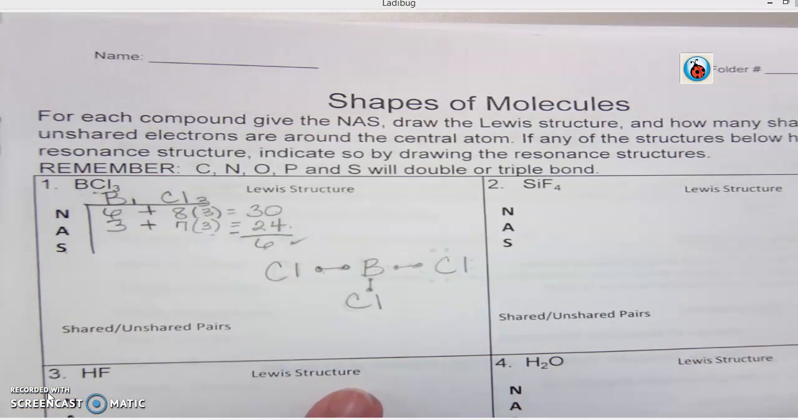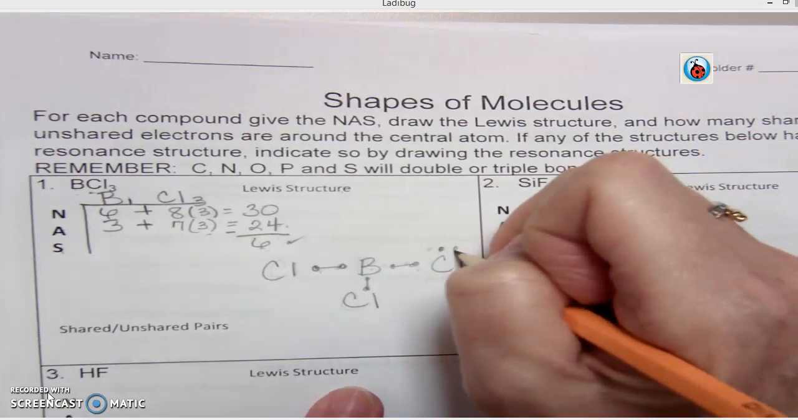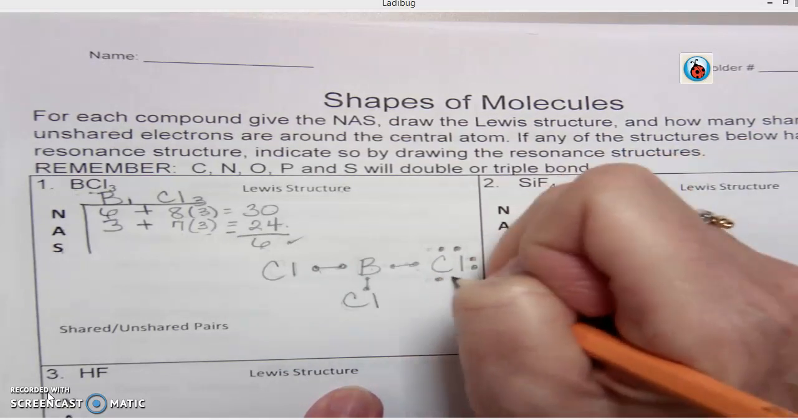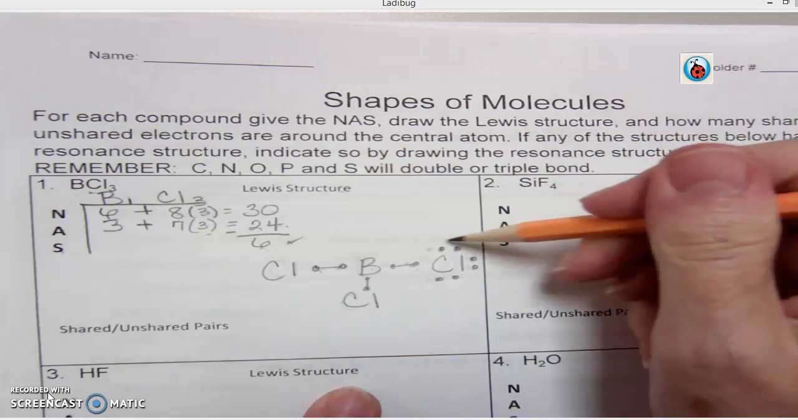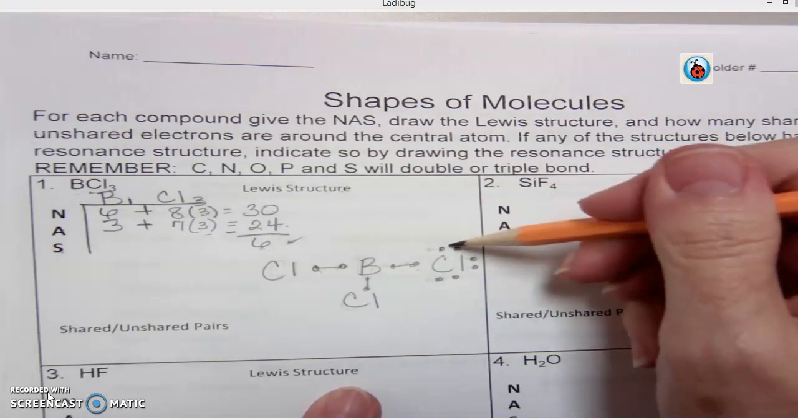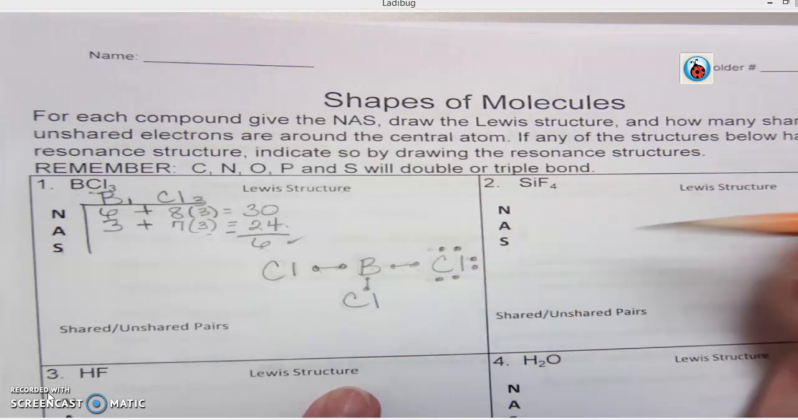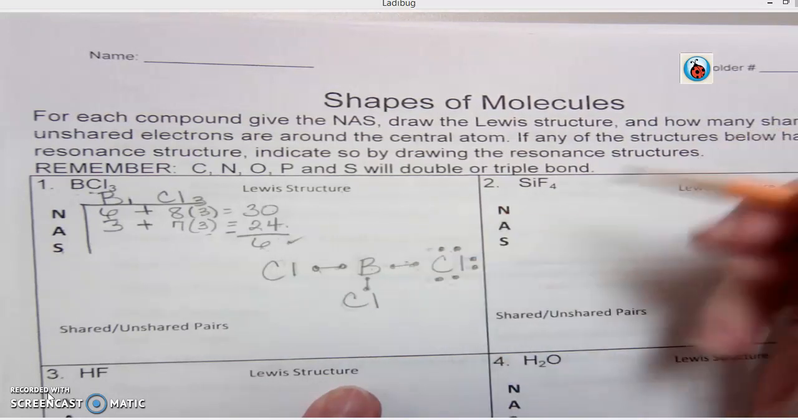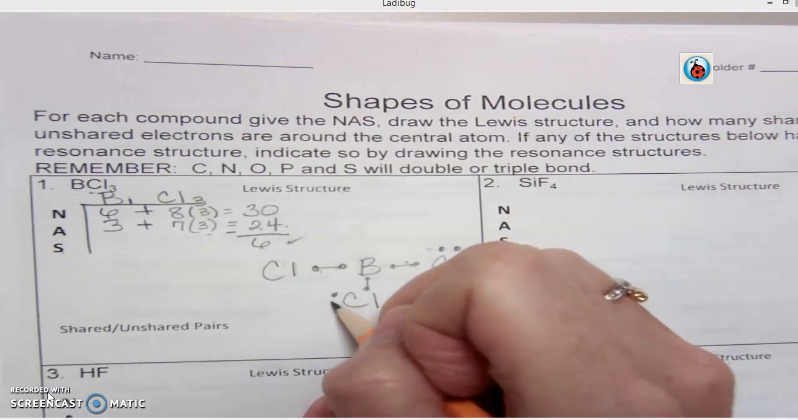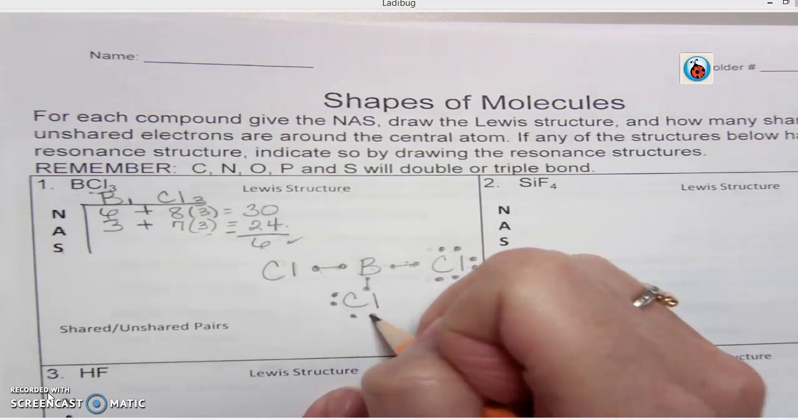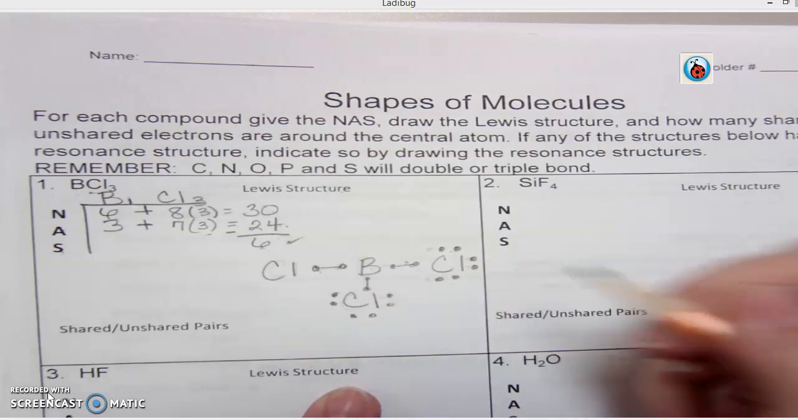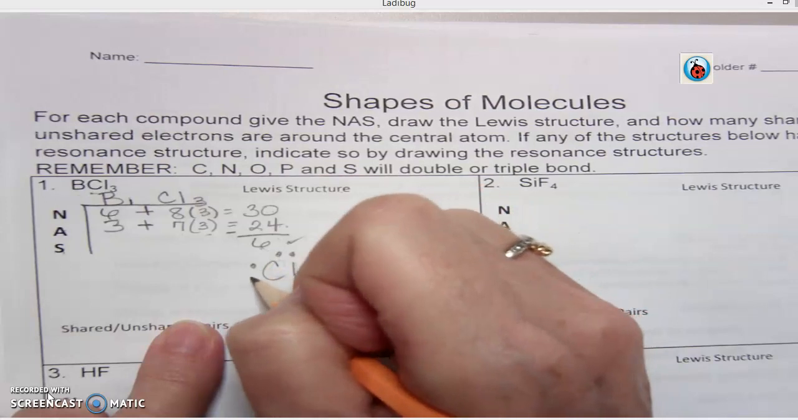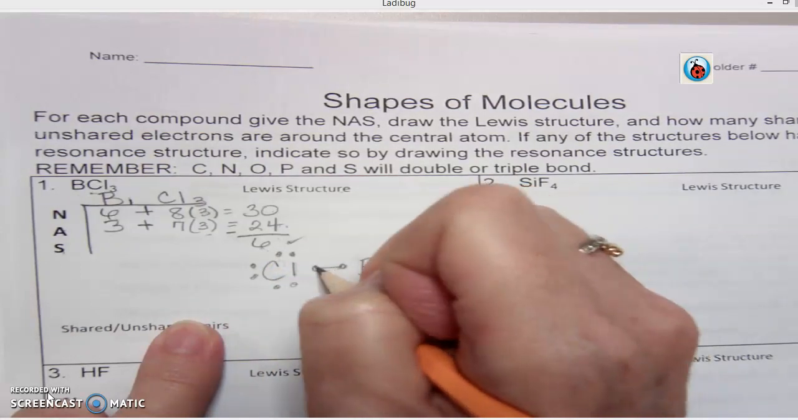So all these chlorines are going to get some unshared electrons. Now, how do I represent unshared electrons? By pairs of dots. So here's a pair of unshared, another pair, another pair. Okay, so now I've got 2, 4, 6, 8. Now I'm going to do this chlorine over here. 2, 4, 6, 8. And this chlorine, 2, 4, 6, 8.